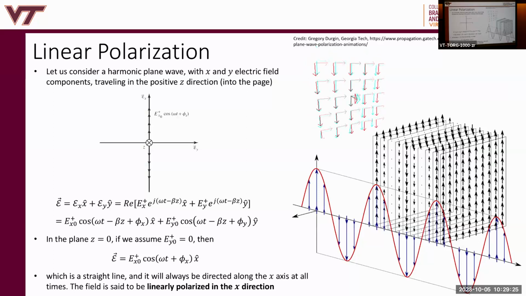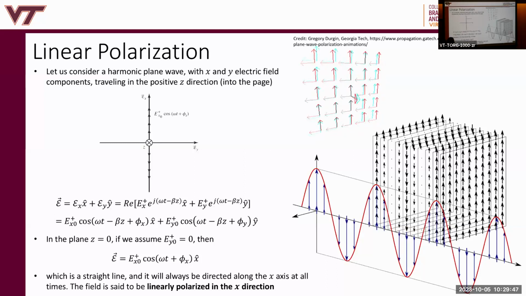Let's look at a linearly polarized plane wave. Let us consider a harmonic plane wave with x and y electric field components traveling in the positive z direction, which is into the page. All right, so this is the graph here. These are script E's, meaning that they are a function of time. To find the polarization, we have to find the locus as a function of time.